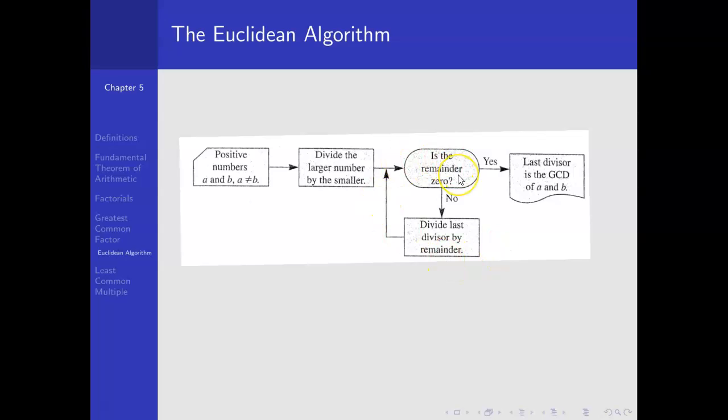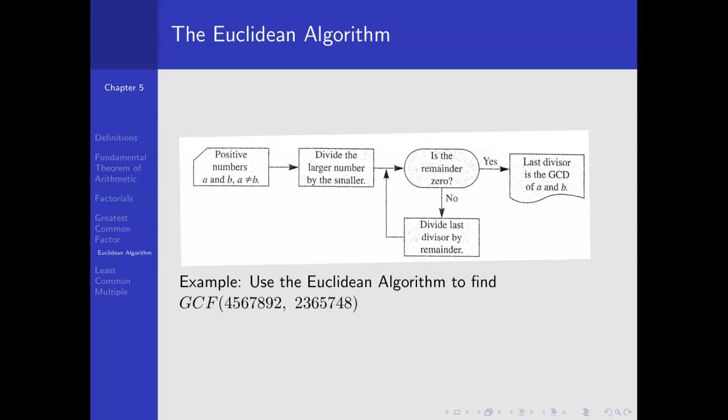When we get that division done, we ask the same question. Is the remainder 0? No. We do it again until we get to yes. In that case, the last divisor is the greatest common divisor or greatest common factor of A and B.